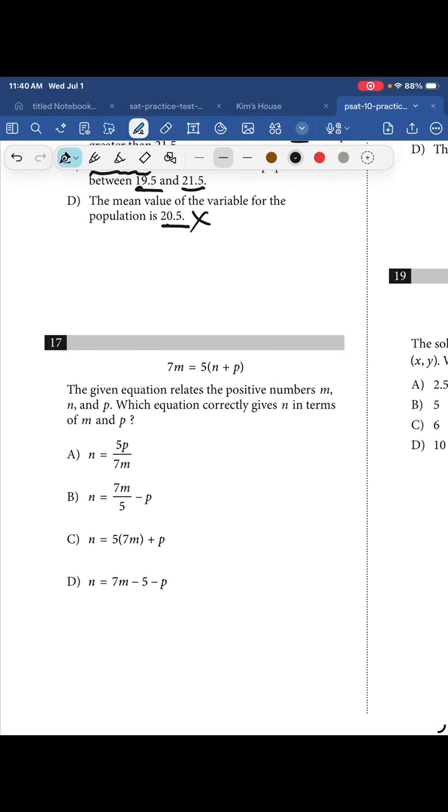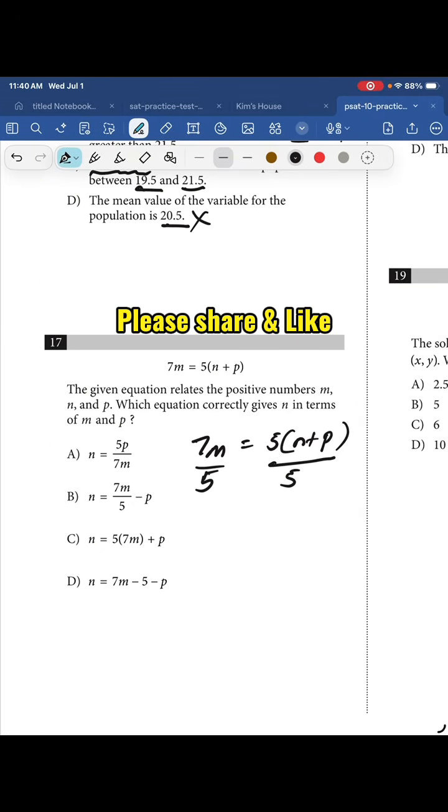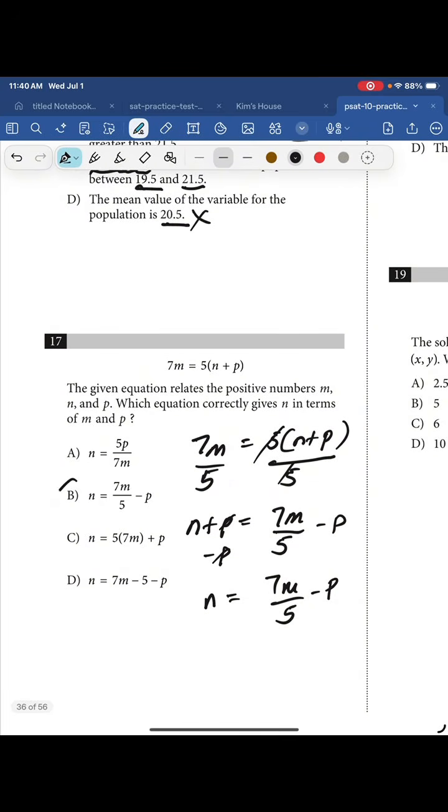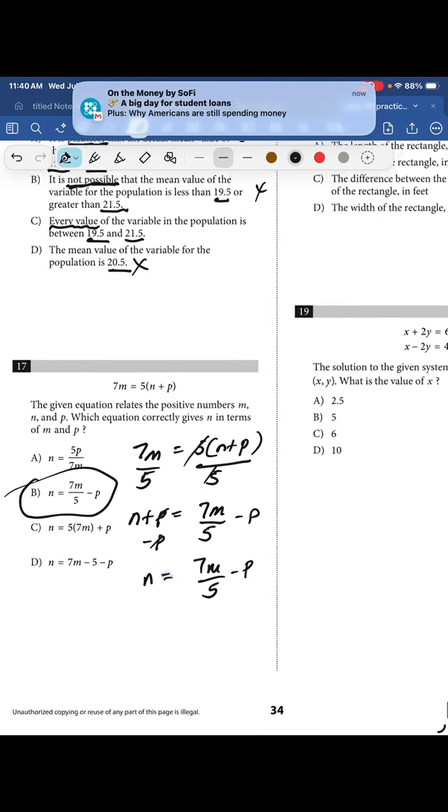This is 17. It says 7m equals 5 times (n plus p). Which equation correctly gives n in terms of m and p? So make n the subject. How do you do that? The first thing, divide here by 5, divide here by 5. Because we have n plus p here, the 5s cancel, and we have n plus p equals 7m over 5. You need n, so minus p, this and this go, so your n is 7m over 5 minus p. So 7m over 5 minus p, which is this, your answer, okay?